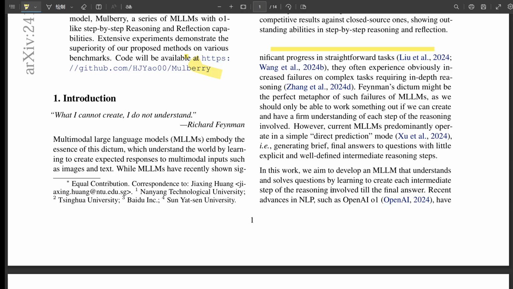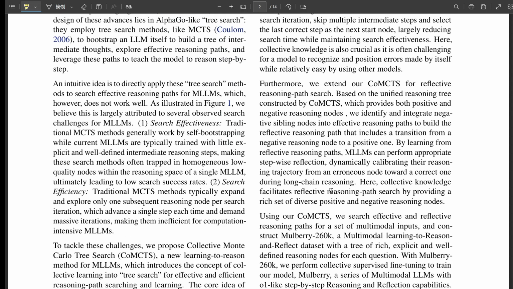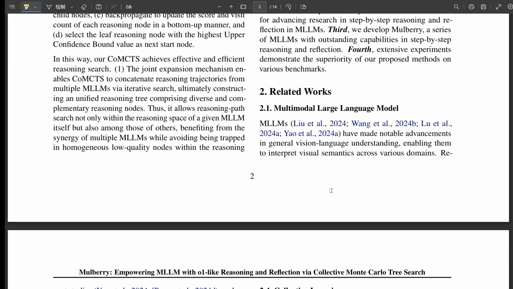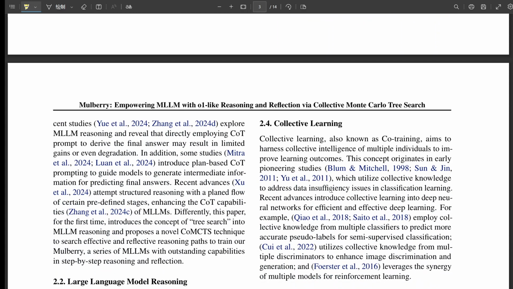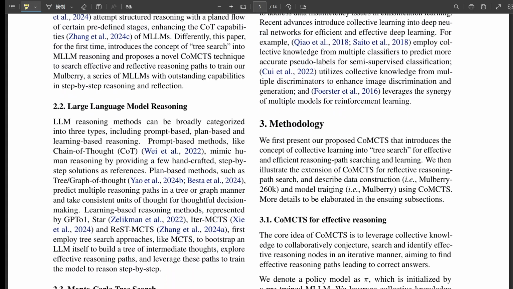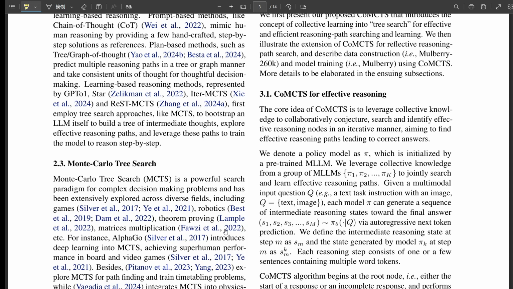Then comes backpropagation, where they adjust the scores of each reasoning step based on the simulation results. So they're basically saying, this path looks promising, let's give it a higher score, or this one's leading us down a dead end, let's lower its score. They're constantly refining, learning from the simulations, and trying to get closer and closer to the actual best solution.